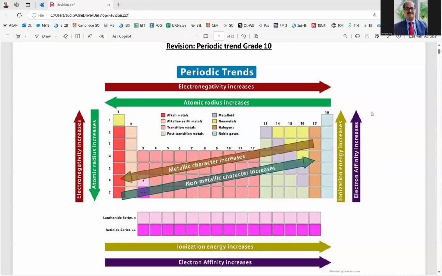Hi. So we will make the understanding of periodic trend simpler through this video. Now, to begin with, we will first discuss atomic radius, and then we will slowly go to electronegativity. So first, let us begin with the atomic radius trend in the periodic table.